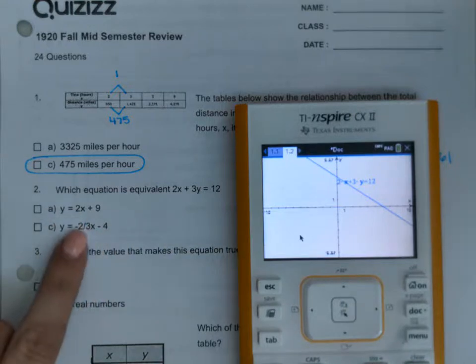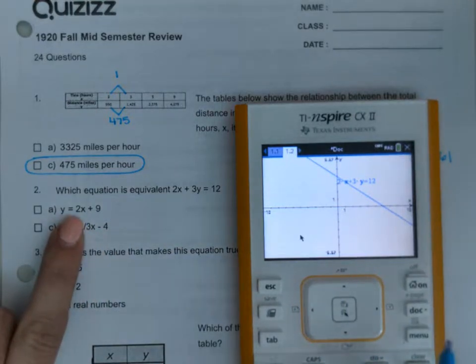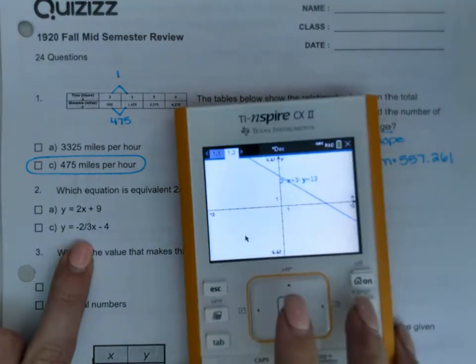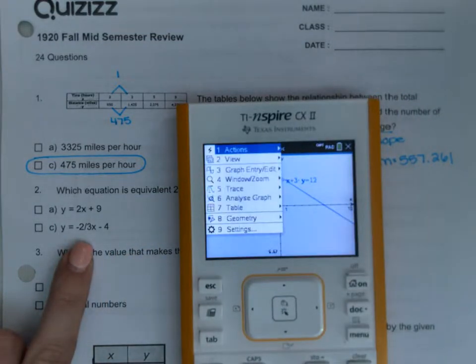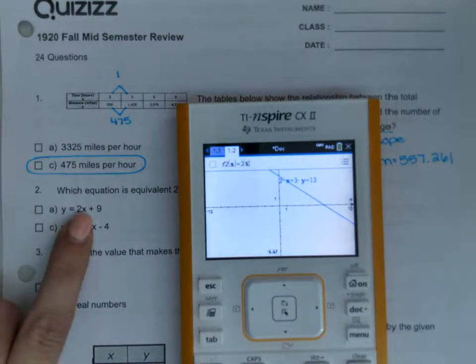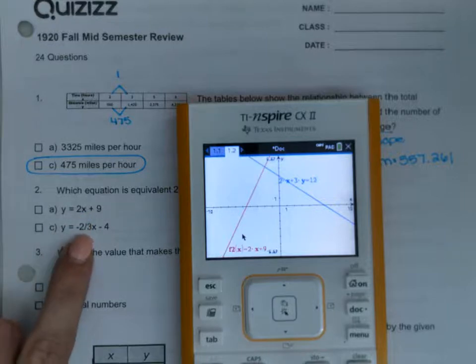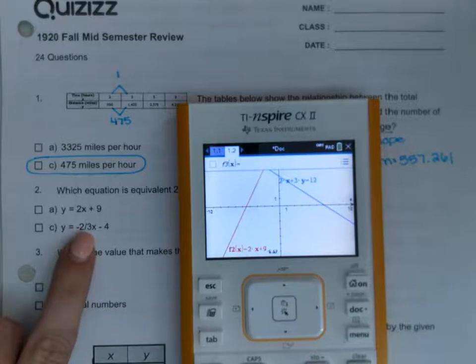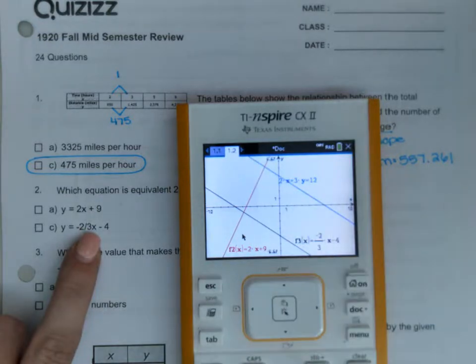So we need to see which one of these matches that line exactly. These are all functions because they're y equals. So Menu, 3, we can type it in as a function. Y equals 2x plus 9. That does not match. Okay. Menu, 3, 1. Y equals negative 2 divided by 3x minus 4. Enter. That does not match that blue line.